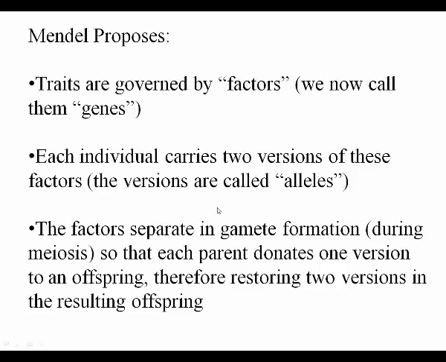He then proposed that the factors separate from each other in gamete formation, which we know is during meiosis, so that each parent donates one version to an offspring, therefore restoring the two versions in the resulting offspring. So an individual is diploid, having two copies of every gene, two copies of every chromosome on which those genes exist. The gametes are haploid. Parents donate one version to the offspring, and then the resulting offspring is diploid, having two alleles for every gene.